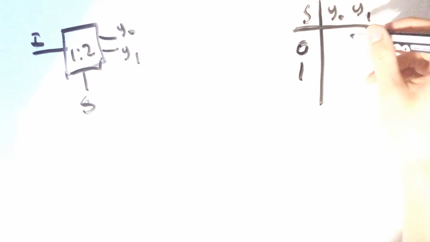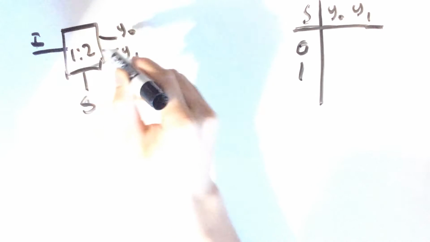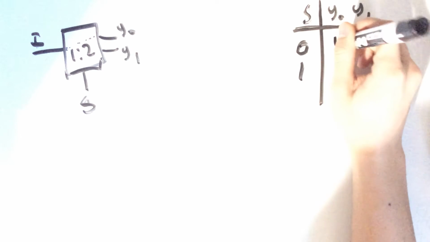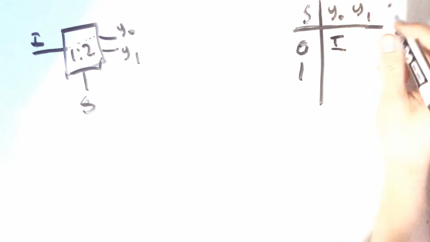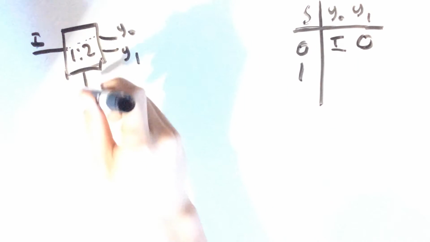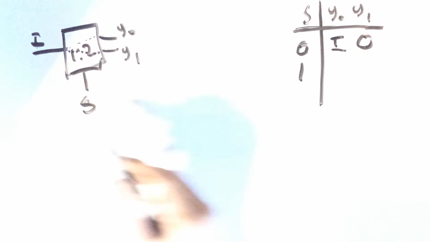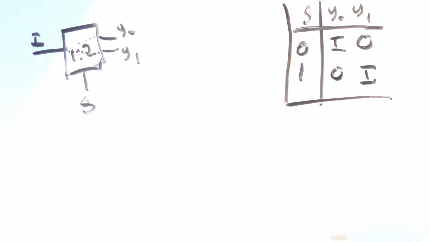Okay, and when S is set to 0, we want the value of I to be transferred over to Y0. So Y0 would then have the value of I when S is set to 0. Okay? So Y1 would be set to 0. Now when S has the value 1, this has to be connected to Y1. So when S has the value 1, we want Y1 to have the value of I, our input. And that is our truth table.